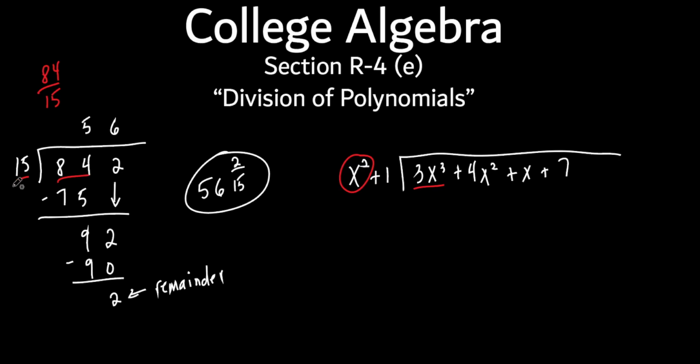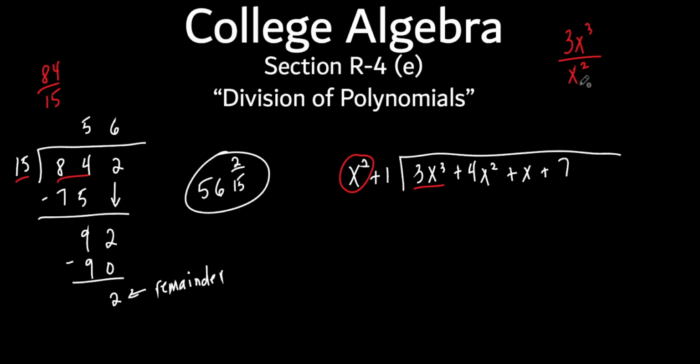Instead of 84 divided by 15, what are we going to do? 3x cubed, what? Divided by x squared. You got it. You're catching on. So 3x cubed divided by x squared. Again, why? Because I want to find out how many times x squared divides into 3x cubed. That's how I write it right there.